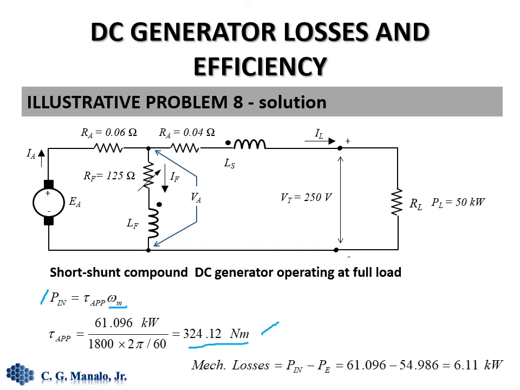We can compute for the mechanical losses by taking the difference of P in and the electromagnetic power, and that will give us this result. Take note that this result includes the core losses because it is between the P in and electromagnetic power.